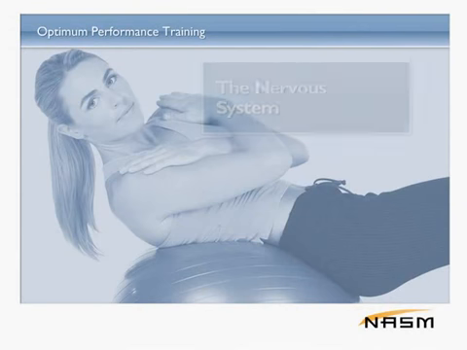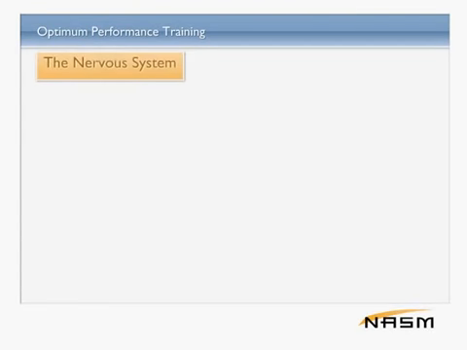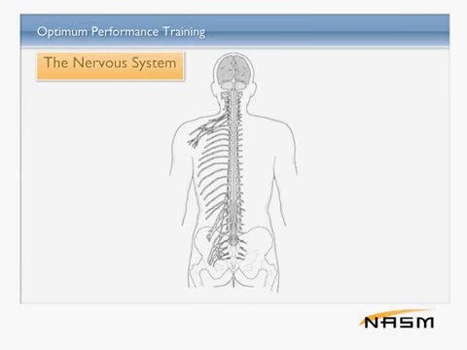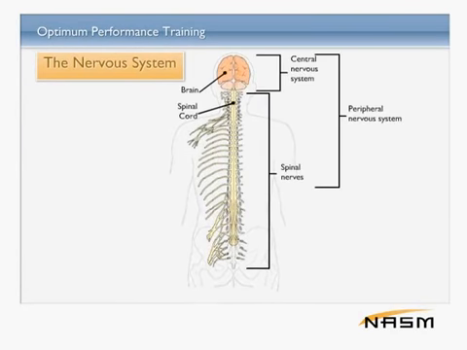The nervous system. Starting with the nervous system. The nervous system is a communication network within the human body. It allows us to gather information about our internal and external environments, process and interpret the information, and respond.